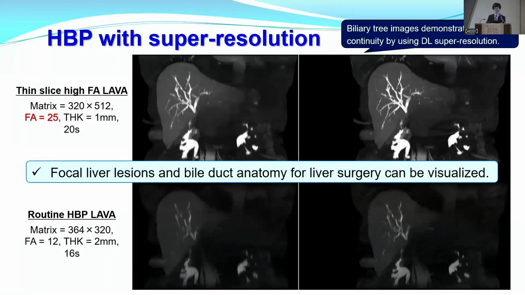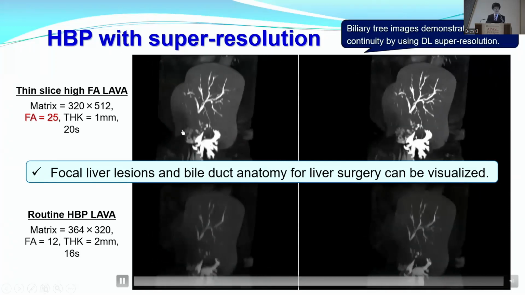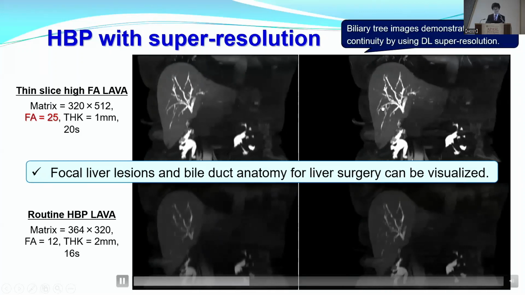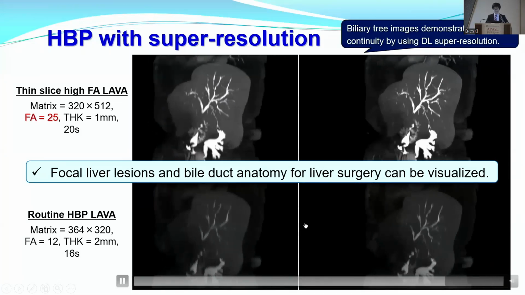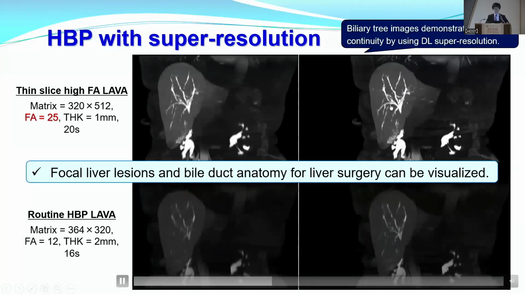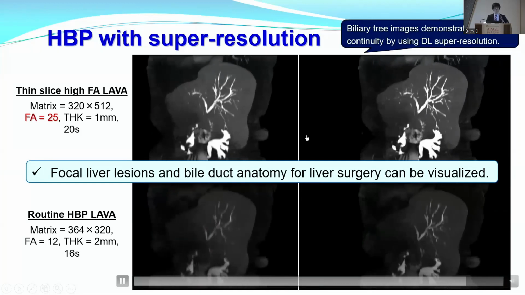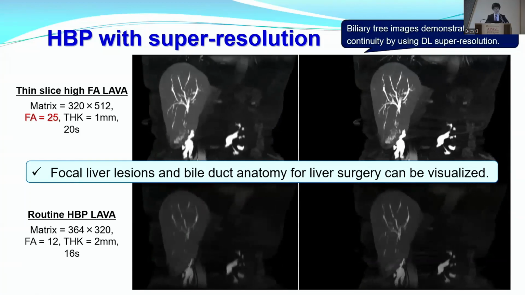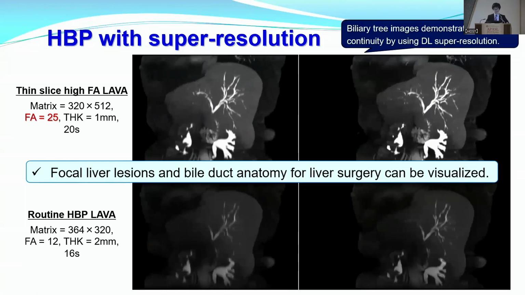So also, hepatobiliary phase images using the higher flip angle with deep learning super resolution can obtain the 3D images compared with the normal reconstruction image. So 3D images demonstrate clearer continuity by using the deep learning super resolution. So we really expect focal liver lesions and bile duct anatomy for the liver surgery can be clearly visualized by using the deep learning super resolution.